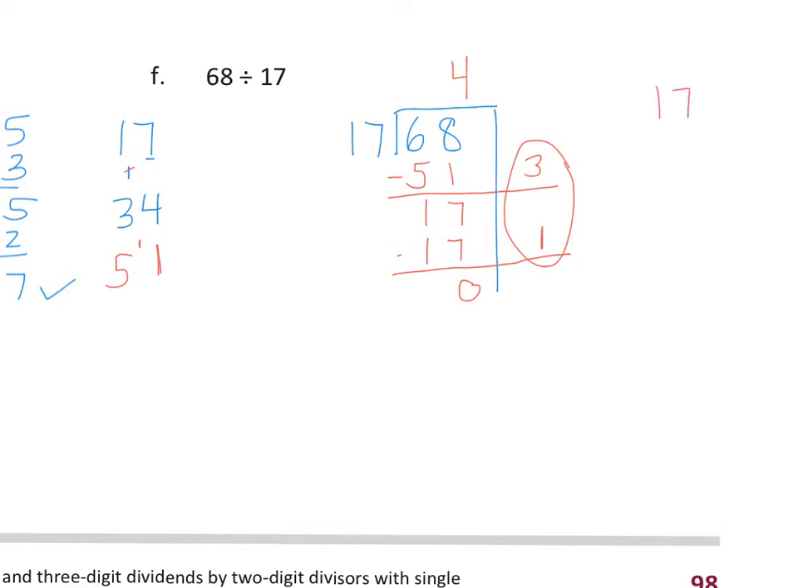If we check that, let's check 17 times 4. 4 times 7 is 28. 4 times 1 is 4, plus 2 more is 6. So 68 is the dividend that we have, so that means 4 as our quotient is the correct answer.